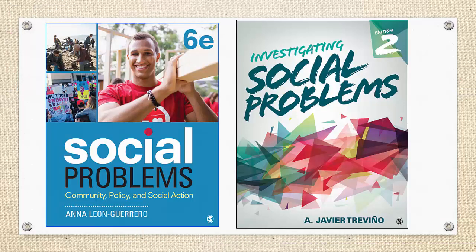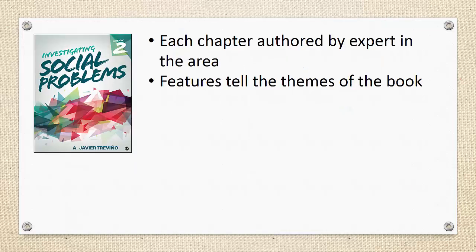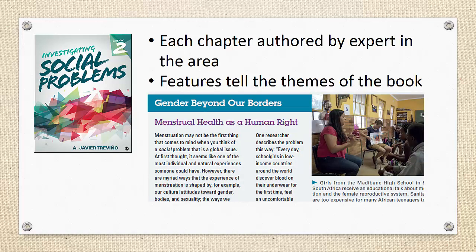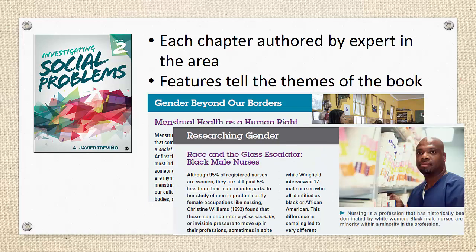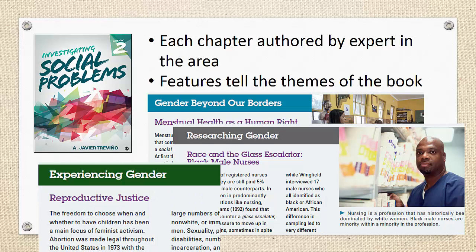In January, we talked to you about Trevino, Investigating Social Problems. You all had great success selling this title in the spring. So let's compare these two titles so that you know how to differentiate and sell them both this fall. In Trevino, Investigating Social Problems, each chapter is authored by an expert in that field. There are 3 themes to the book, and the feature boxes tell that story. Beyond Our Borders highlights the global scope of social problems. Researching boxes show how researchers take an evidence-based approach to studying these social problems. Experiencing is about the intersectionality approach, how race, class, gender, etc. impact social problems.